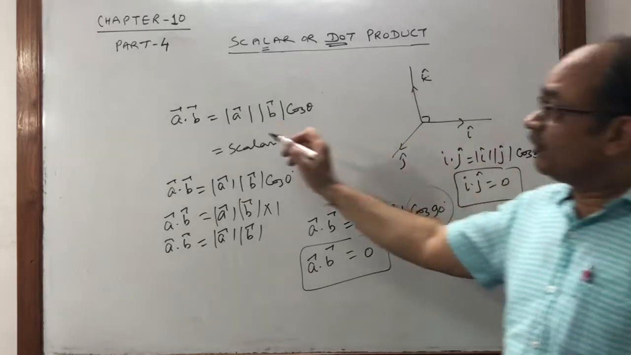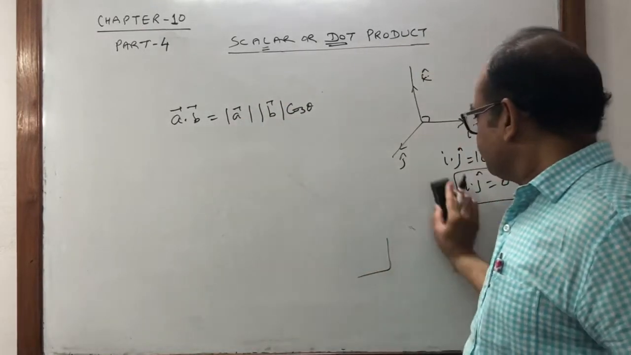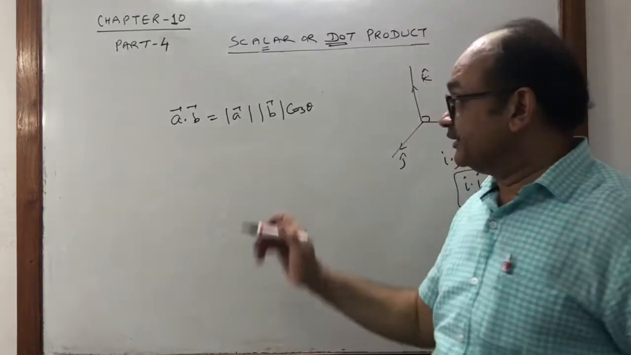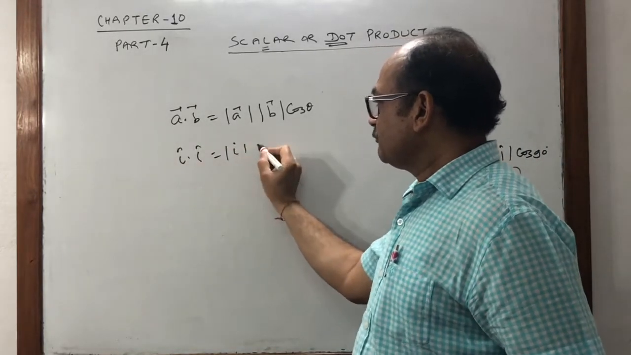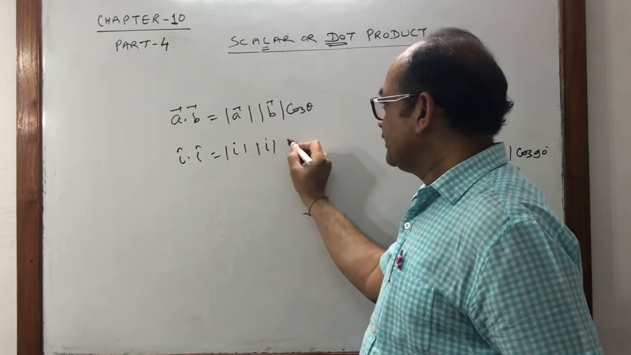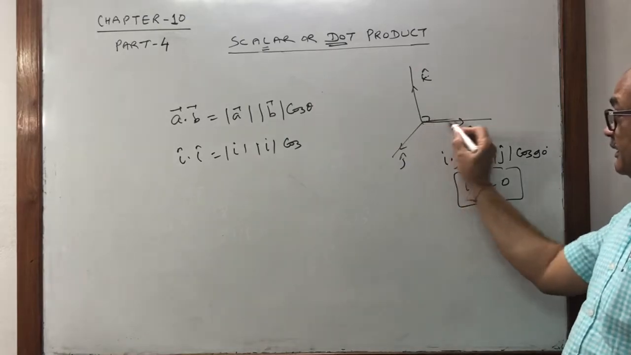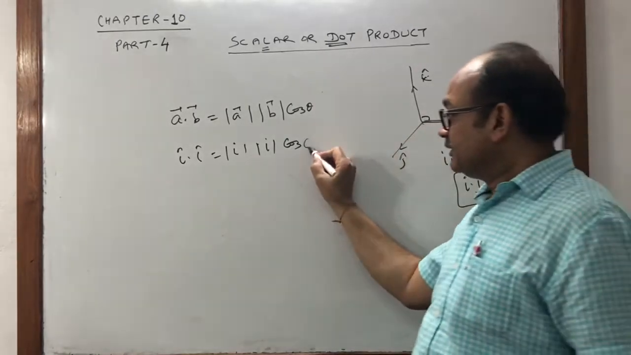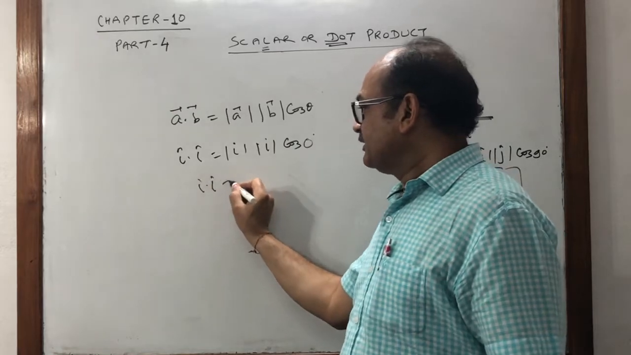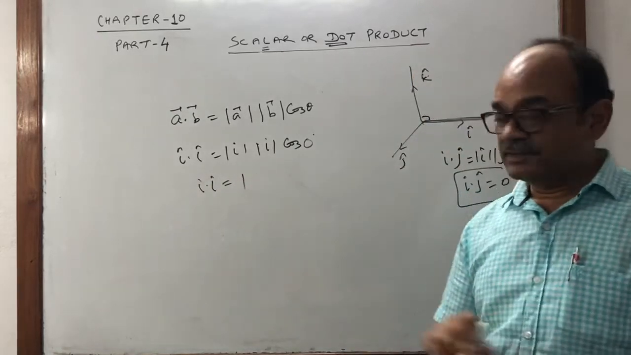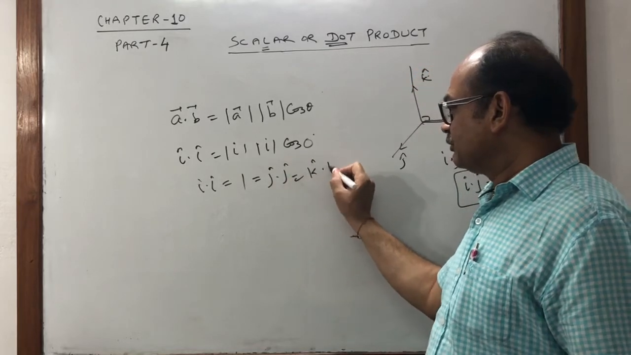Then what about I dot I? Suppose we take the same unit vector, I dot I, then what are we getting? I dot I equals magnitude of I, magnitude of I, and this time the angle between I and I is 0. That's why here we write cos 0. So what are we getting? I dot I equals 1. Similarly we can prove for J dot J and K dot K.